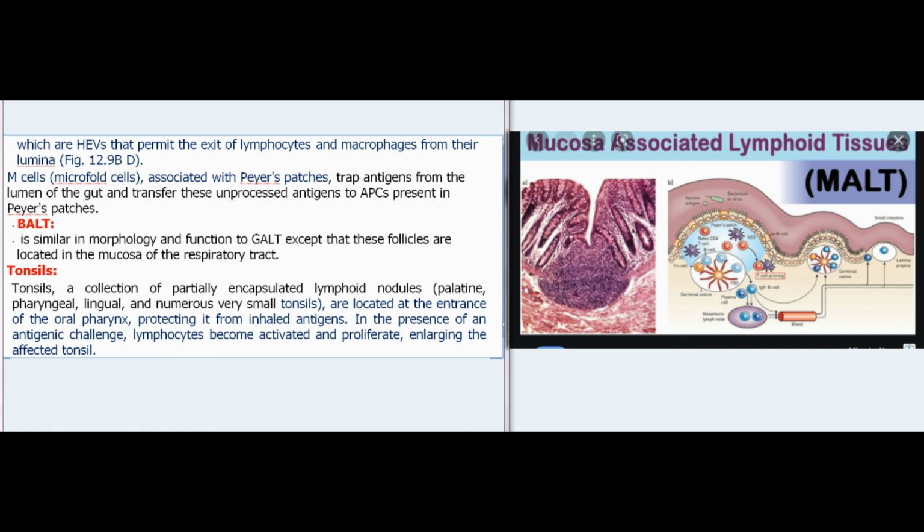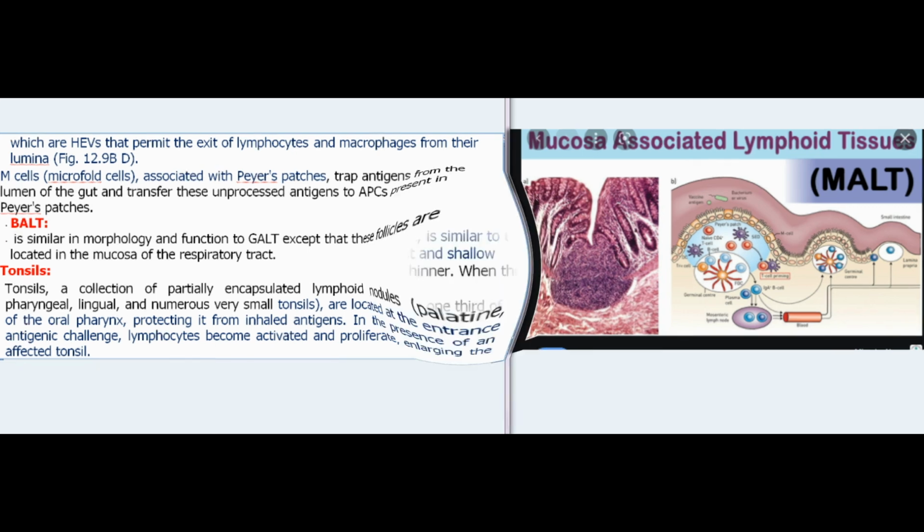respiratory tract. Tonsils, a collection of partially encapsulated lymphoid nodules, palatine, pharyngeal, lingual, and numerous very small tonsils, are located at the entrance of the oral pharynx, protecting it from inhaled antigens. In the presence of an antigenic challenge, lymphocytes become activated and proliferate, enlarging the affected tonsil.